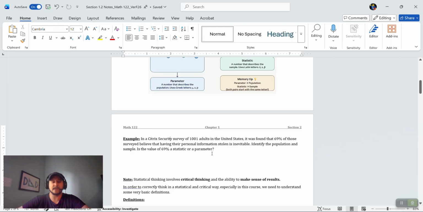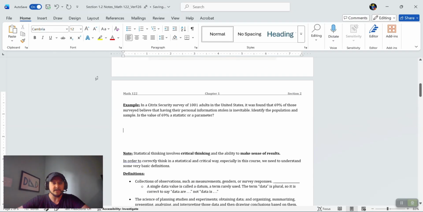If we were to sample all of the adults in the United States and come up with the percentage from that, then it would be a parameter. Okay. So the idea of stats is to ask ourselves, all right, well, is the 69% of the 1,001 a pretty fair approximation of the percent of the entire adult population in the United States? All right, so I'm going to leave some room for that for my students.